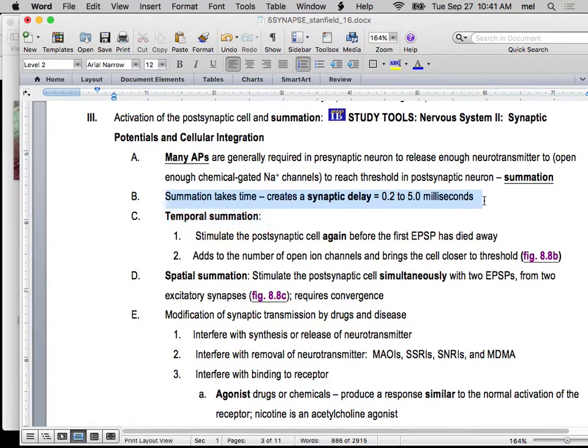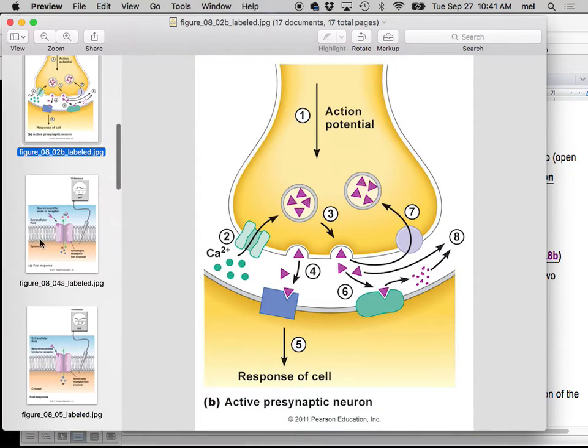And summation is not instantaneous. So here's the delay that I was talking about. The slowest part of your nervous system is the synapse. It's called synaptic delay. It's generally, depending on whether it's a fast or a slow synapse, anywhere between 0.2 of a millisecond to 5 milliseconds, but you have no capacity to notice it at all. So there are two ways to accomplish it, two different types of summation.